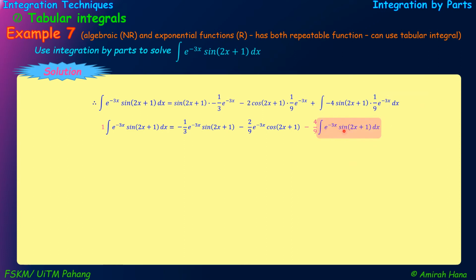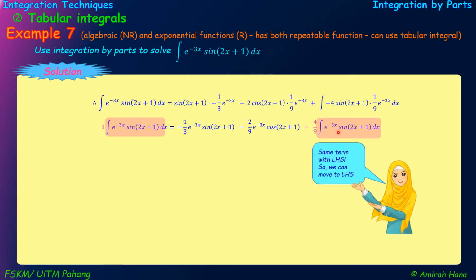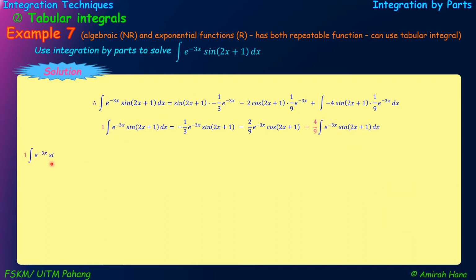So in this case, from this part and this part, okay, you compare from this, okay, we have the same term as the left hand side. So we can move this term to the left hand side. Okay, so after we move, we get this, the integration of e to the power of negative 3x sine 2x plus 1 dx. From here, we have a minus sign. After we move to the left hand side, we get positive 4 over 9 integration of e to the power of negative 3x sine 2x plus 1 dx. And then for the right hand side, we have this, right?